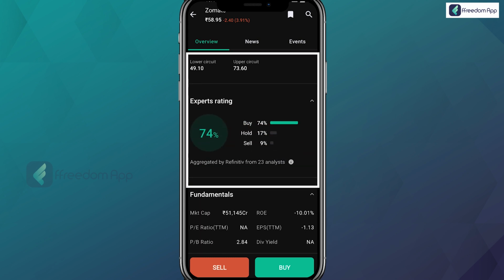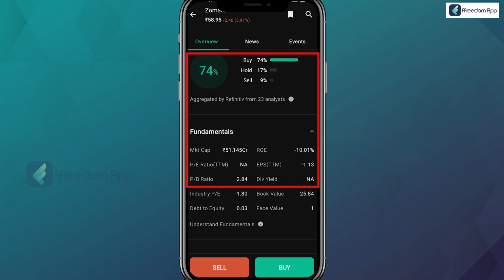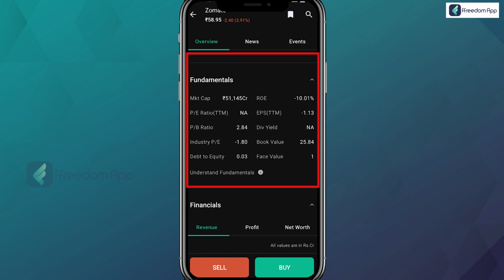And see this, experts rating. You have something like this in Groww, where 74% of them say you can buy it now because it is expected to reach the peak again. And speaking about the fundamentals, market capitalization. We all know what is market capitalization, correct?